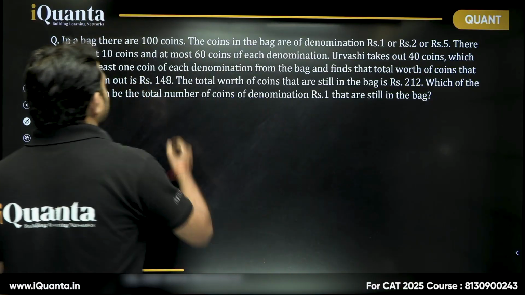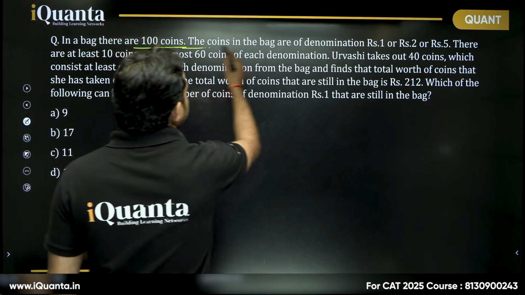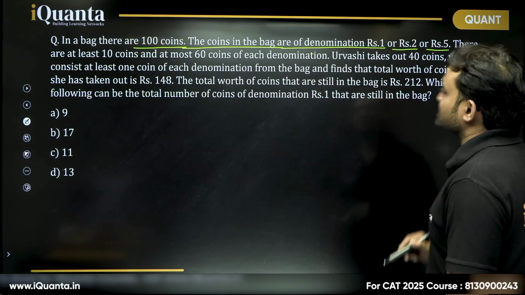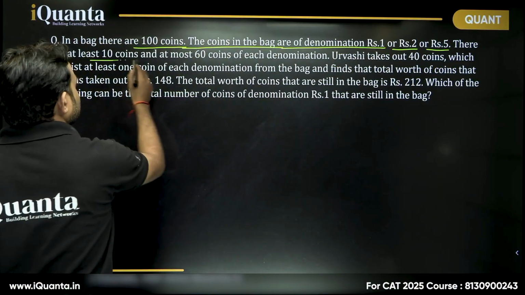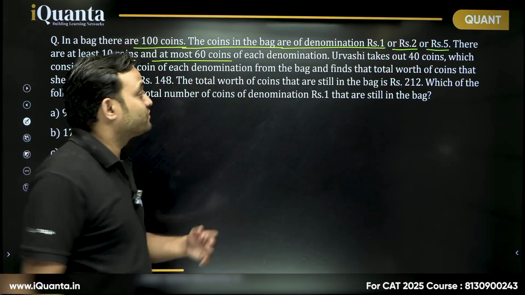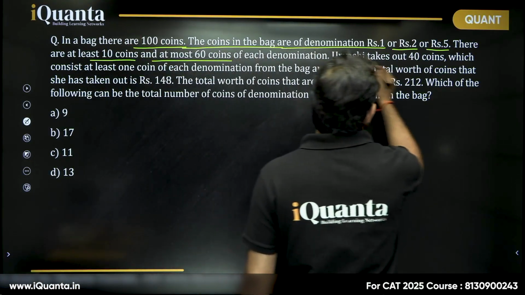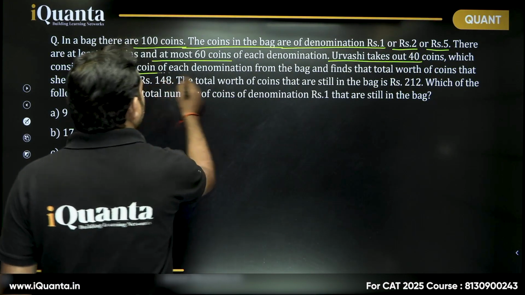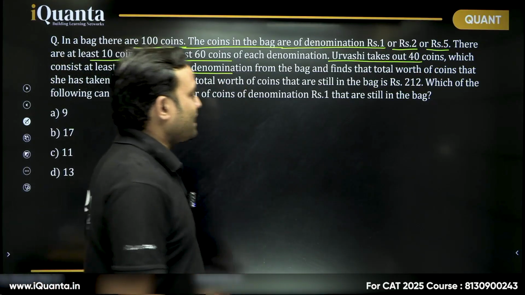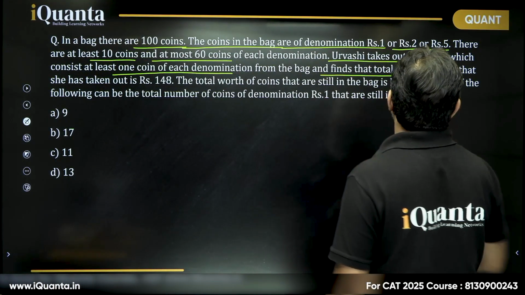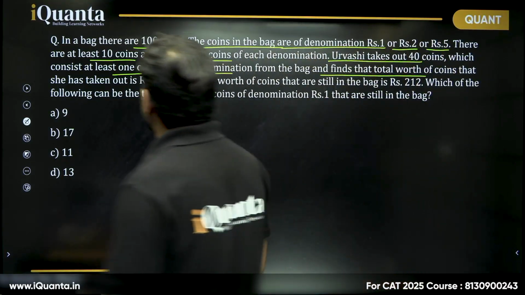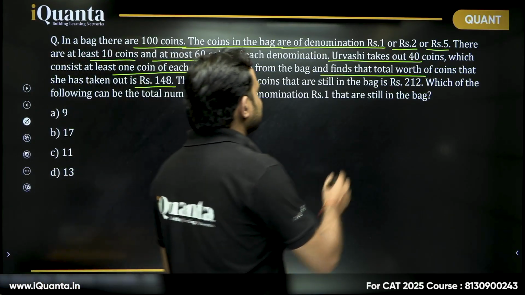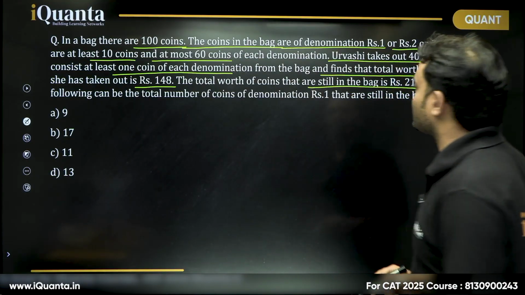In a bag, there are 100 coins. The coins in the bag are of denomination 1 rupee, 2 rupees or 5 rupees. There are at least 10 coins and at most 60 coins of each denomination. Urvashi takes out 40 coins which consist of at least one coin of each denomination from the bag and finds that the total worth of coins that she has taken out is 148 rupees. The total worth of coins that are still in the bag is 212.